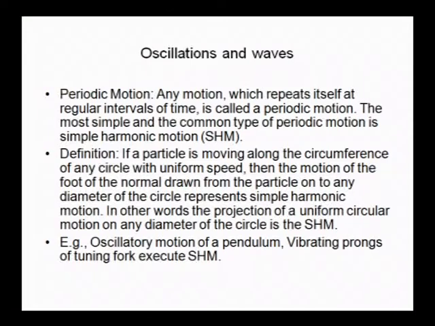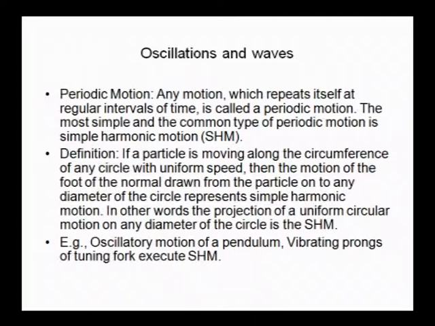Now let us know what is an oscillation, a wave, and the different types of motion we come across in oscillatory and wave motion. First, let us define what is a periodic motion. Any body is said to be in motion if it changes its position either with respect to a point of reference or with respect to time. That is the definition of motion. So, a periodic motion is one in which the motion repeats itself at regular intervals of time.